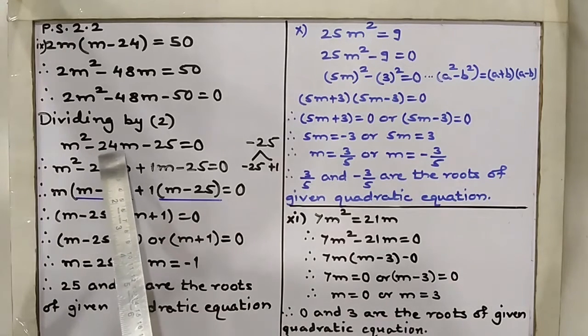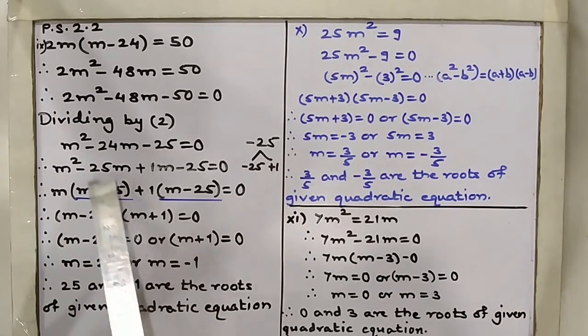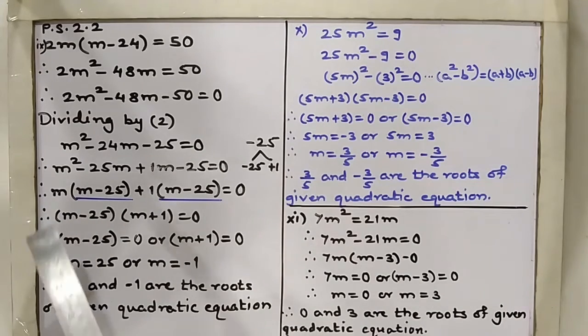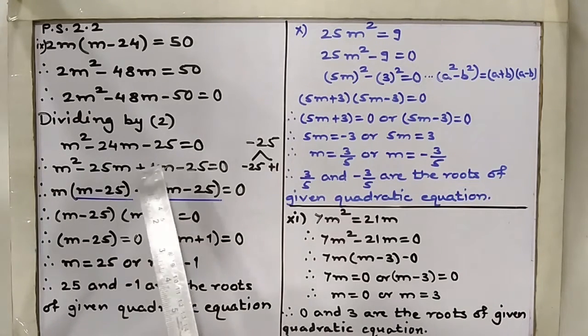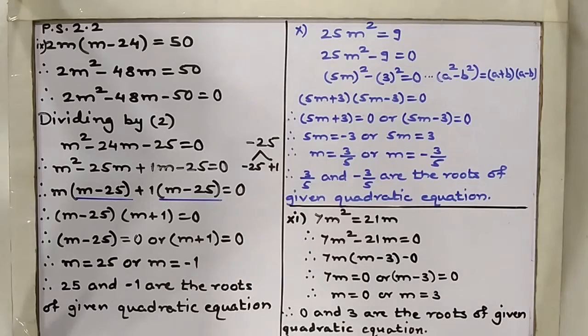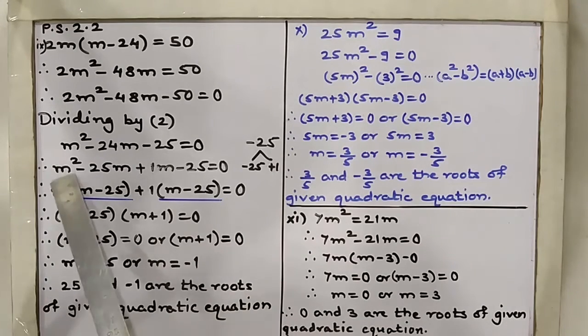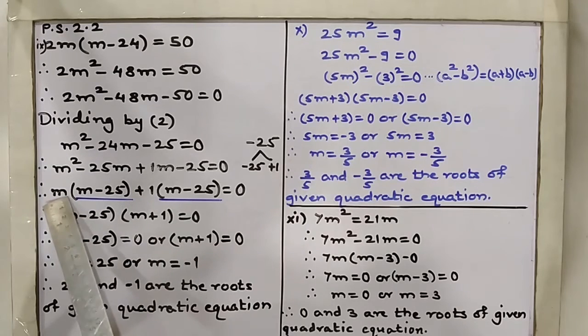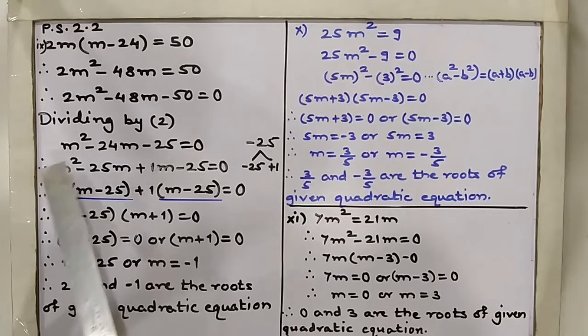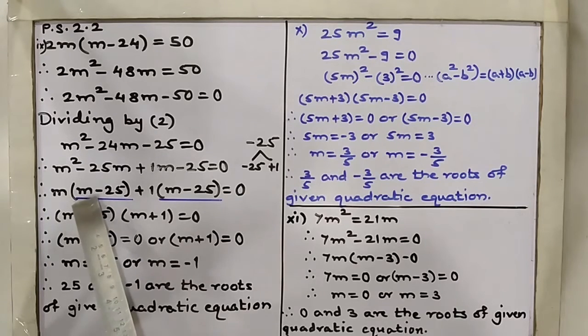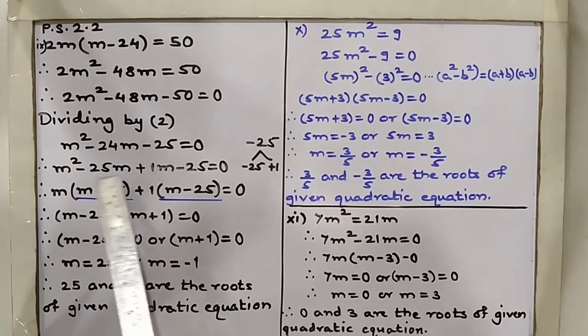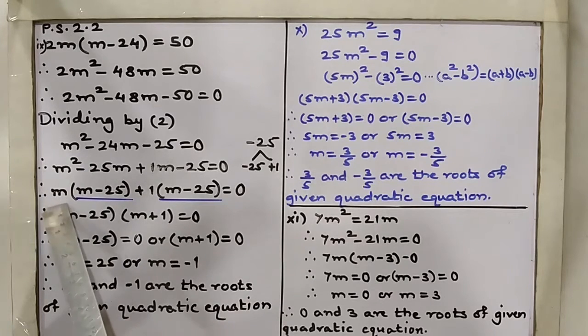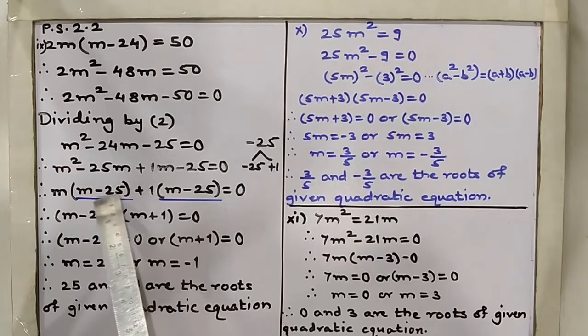Now we'll split minus 24m as minus 25m plus 1m. So we get m square minus 25m plus 1m minus 25 is equal to 0. Now look at these two terms. इसमें से हम m कॉमन ले सकते हैं. m तो ब्रैकेट के अंदर क्या बचेगा? Look at the first term. From m square we have taken m common, so over here you will get m. From minus 25m also you have taken m common, so over here you will get minus 25.